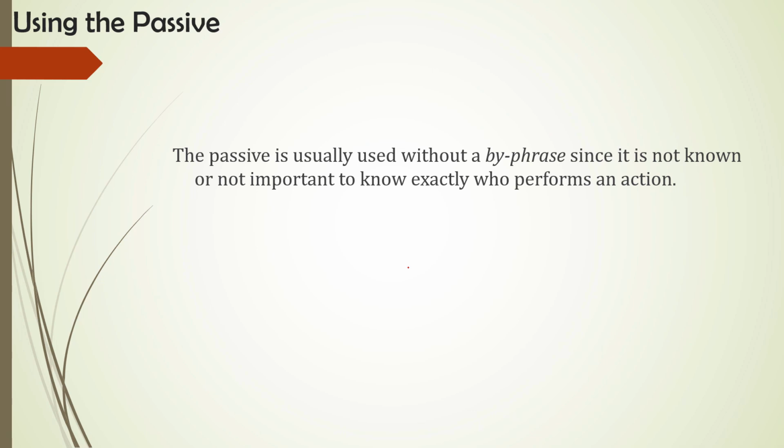Okay. Then using the passive. The passive is usually used without a by phrase or by agent since it is not known or not important to know exactly who performs an action. For some cases, with an active verb, when it is not known who performs an action, or when it is not important to mention the doer, by phrase or by agent is not necessary to mention.